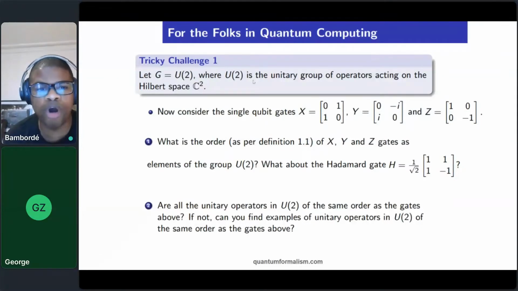Okay, this is the unitary group, the group of operators on the Hilbert space C2. Now, the question is, let's suppose these gates, I hope I got them correct. This is kindergarten stuff, it would be embarrassing if I didn't. Quantum computing people, correct me. We have the X gate, the Y gate, and the Z gate.